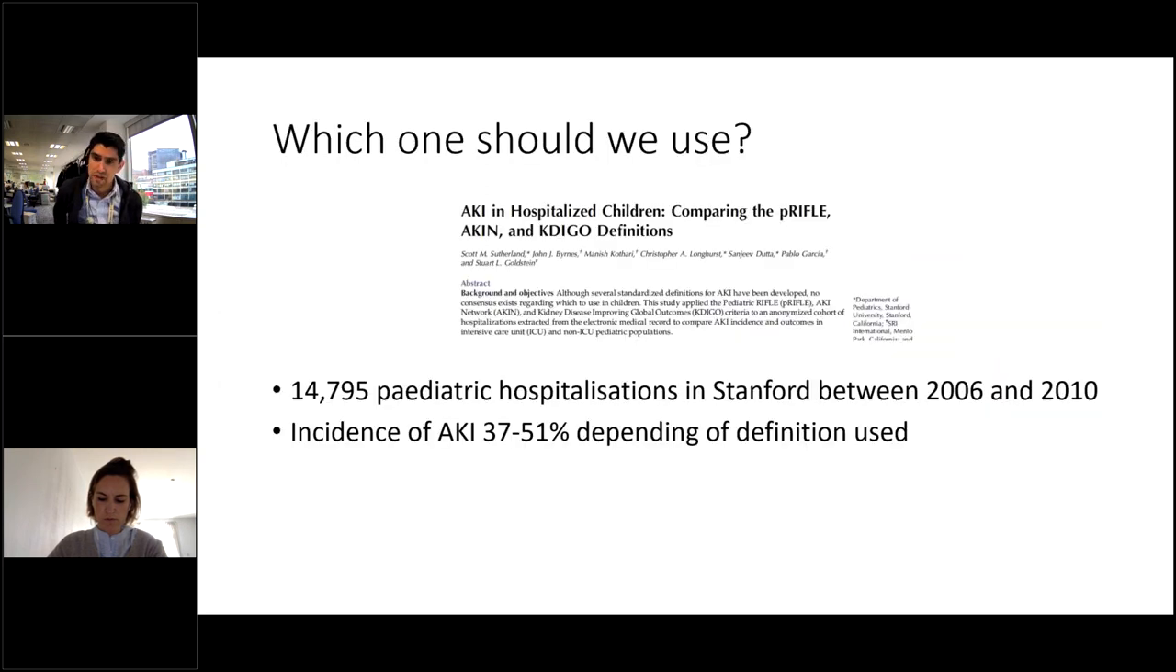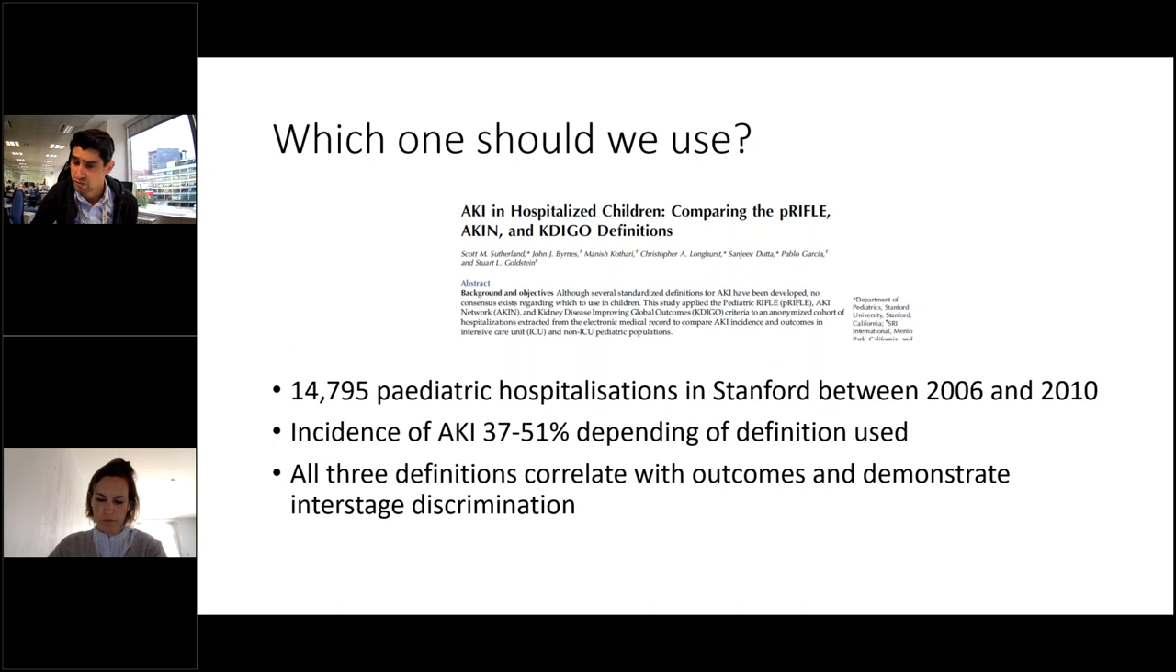And also, just a mention: does it matter whether you use PRIFL, AKIN, or KDIGO? This was a really neat study looking at almost 15,000 hospitalizations in Stanford between 2006 and 2010. They defined AKI for every single hospitalization, depending on all three different criteria. The incidence of AKI varied between 37% and 51%, depending on which definition you use. But most importantly, all three definitions correlated with outcomes equally. And they demonstrated interstage discrimination, that is to say that there was a difference in outcomes between stage 1, 2, and 3 for each criteria. So in actual fact, clinically, it doesn't matter which one you use, but for consistency, we're starting to move towards KDIGO as a unified criteria. But it's taken a long time to get to this place, but that's where we are now.